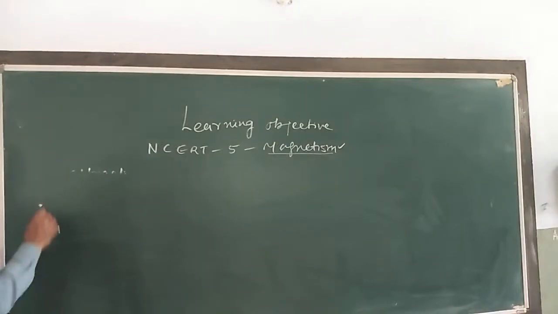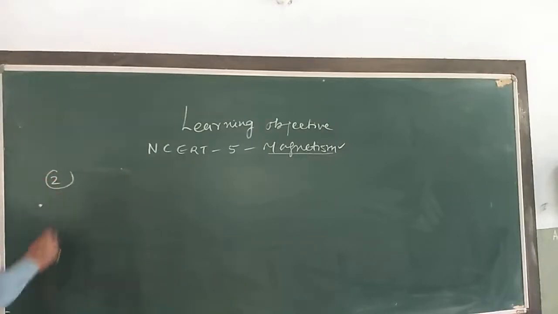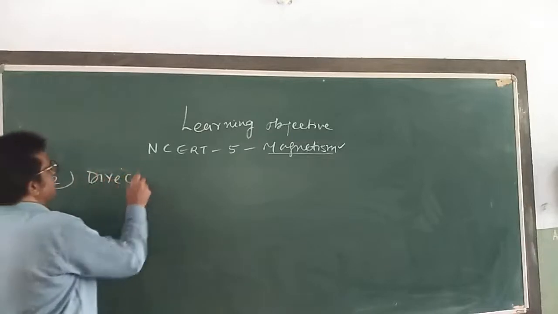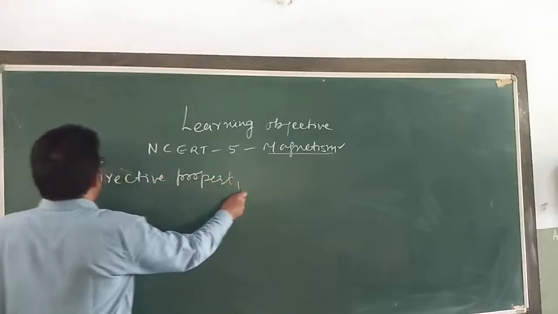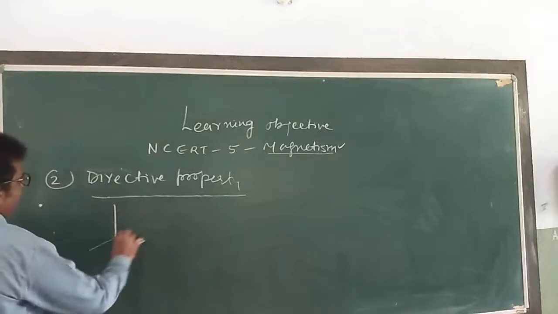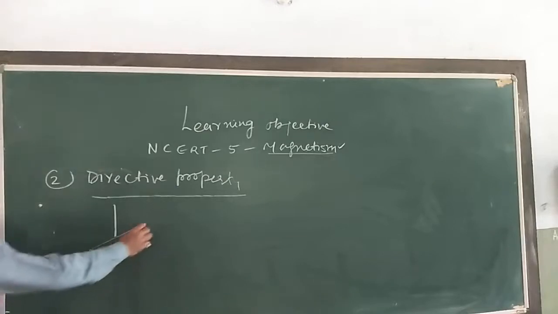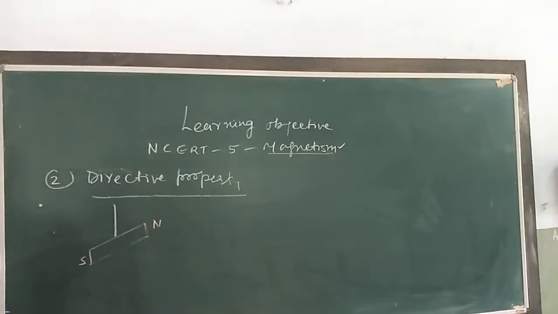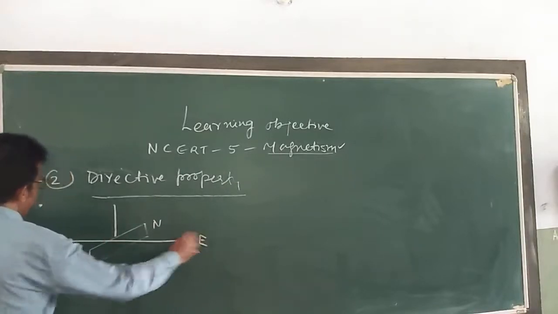Then the second property is the directive property and north-south poles. Second one is directive property. What is that? When the magnet is suspended, its length becomes parallel to the north-south direction. Suppose here the magnet is suspended through a thread. Then this is north pole, here it is south, or I can say this is east and this is west.